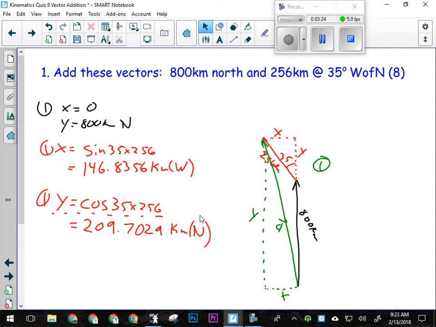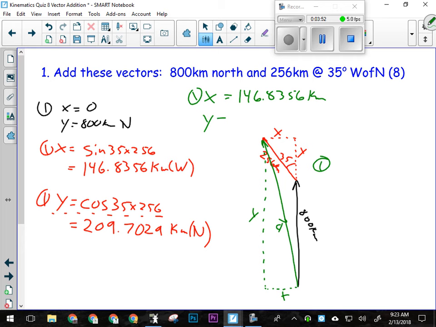Now I can find green x and green y simply by adding the x's together and adding the y's together. Well, green x is easy because there's only one x value, and it's 146.8356 kilometers. I'll even be generous and say you can have a mark for recognizing that's what green x was.